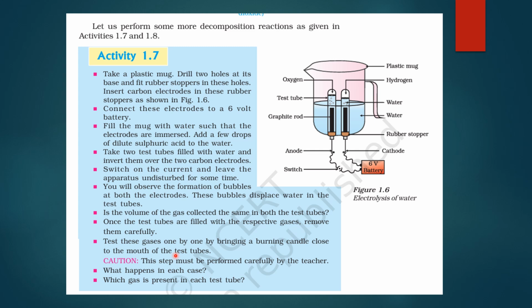Now, once the test tubes are filled with the respective gases, we have to remove them carefully. जब test tubes में काफी amount collect हो जाएगा, then we will remove them carefully, and then we will test what gas is present in each test tube. So this can be done as an experiment. We know that hydrogen and oxygen are released, but how do we come to know this? That we will be seeing now, right?